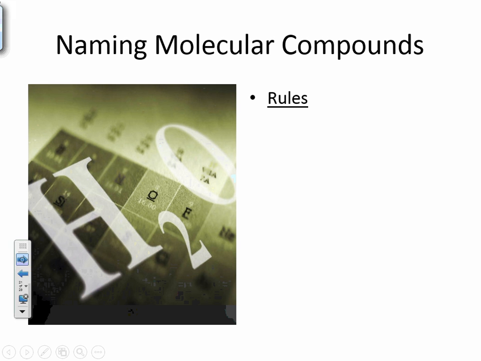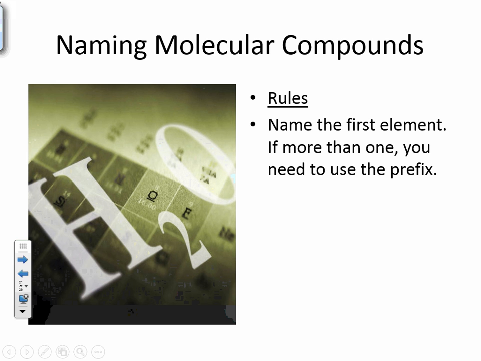Well, what are the rules? Let's look at this first. First rule, you're going to name the first element. If you have more than one, you have to use the prefix. And we're going to talk about the prefixes in a second. So if I have one, C, carbon, P, phosphorus. However, if I have two, I'm going to have to use the prefix. All right? So kind of keep that in mind.